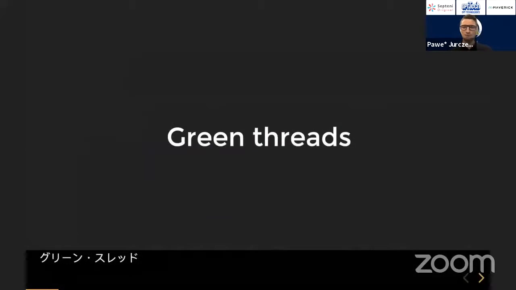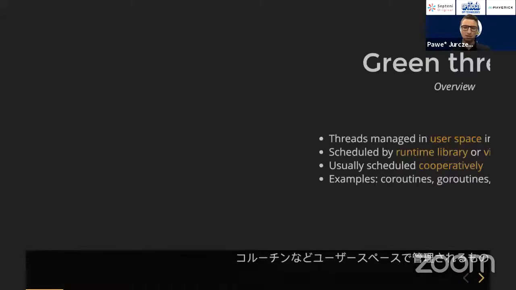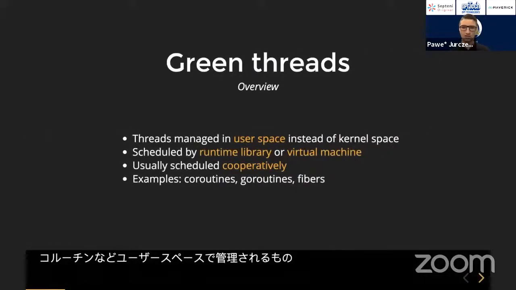Okay, so I started talking about green threads. What are they in general? In general, they are regular threads, but they are managed in the user space instead of the kernel space. Also, they are scheduled by the runtime library of the language we're using or the virtual machine of the language we're using. Usually, but not always, they are scheduled cooperatively. This, of course, depends on the concrete implementation, but there are some implementations where green threads are preemptive.